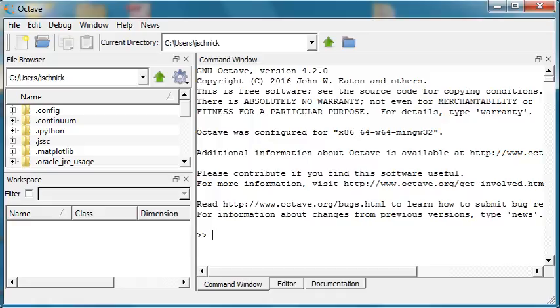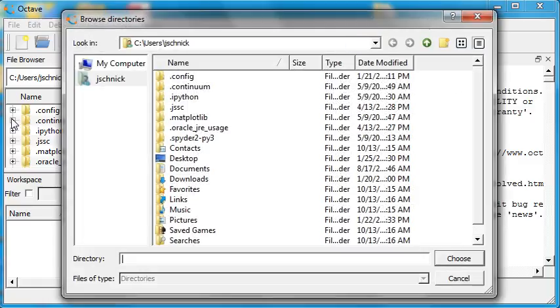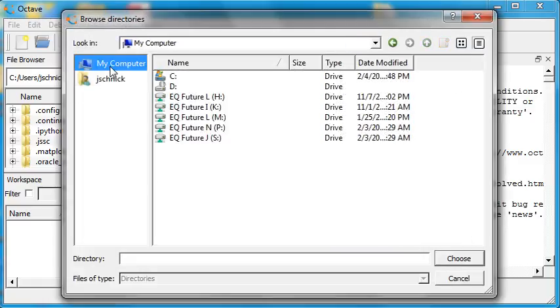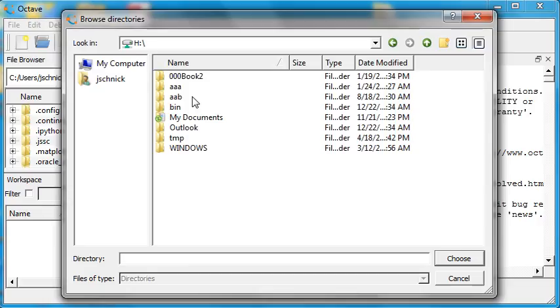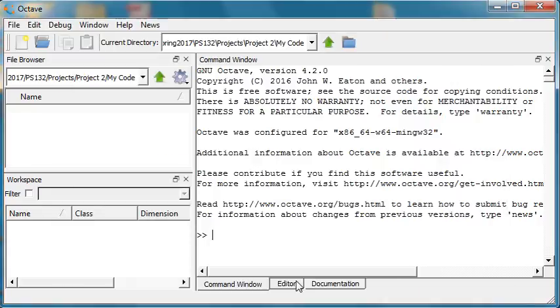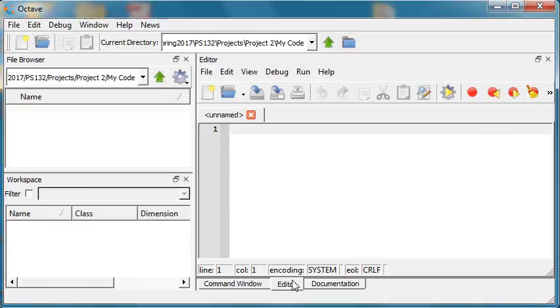This is project 2, video number 2, the video in which I code up the solution to the problem, write the programs. I've fired up Octave already, and I'm going to browse to the directory in which I want to work. Okay, I found it, and I want to fire up the editor and start writing those functions.